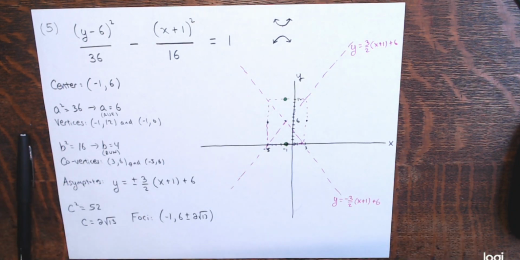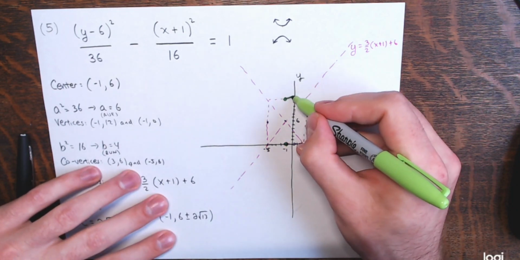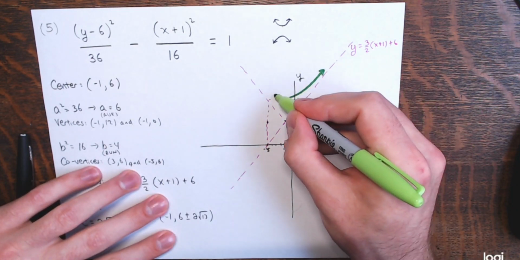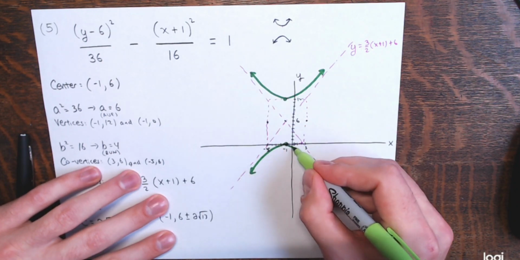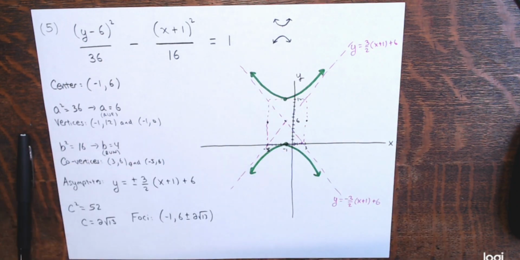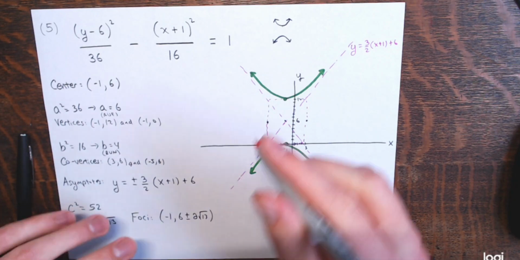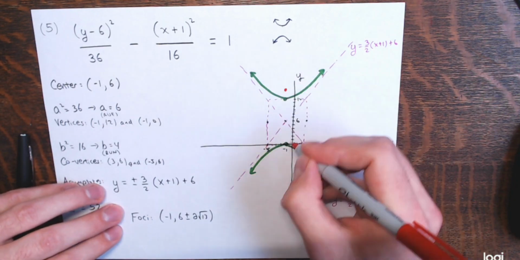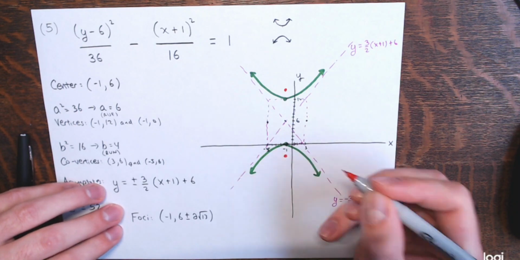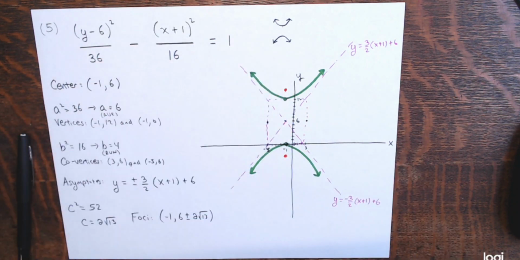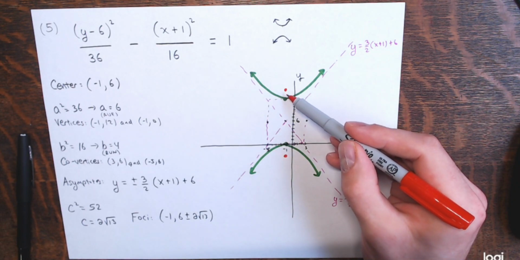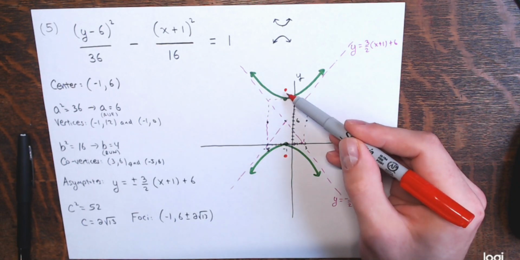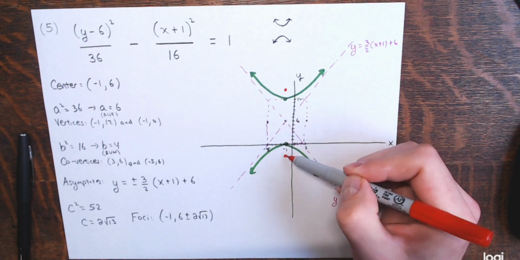Got the asymptotes in, got the vertices. I can draw my curves now, draw the hyperbola. Right, again, a rough sketch of it. And then again, the foci will be somewhere above this vertex, and the other one's somewhere below this vertex, but the same distance on each side of the center. So this one I drew up here is at negative 1, 6 plus 2 root 13. The other one's at negative 1, 6 minus 2 root 13.